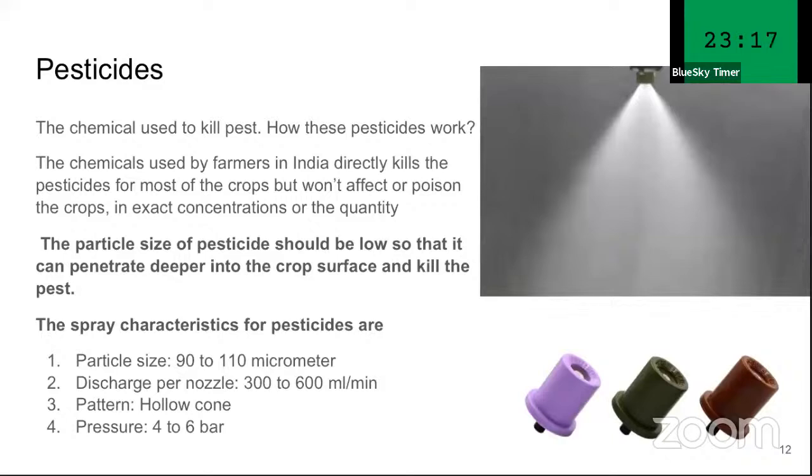So we are actually looking at pesticide discharge rates of the order of about 300 to about 600 ml per minute per nozzle, which means that if you have a boom, we could put multiple nozzles, and we have tried up to about 7 nozzles along a boom. So per nozzle, we will be having this kind of a discharge. The typical pattern that we use for the spray nozzle is a hollow cone spray, which operates at a pressure range of about 4 to 6 bar. And here you can see a picture of a typical spray and also the kind of nozzles that come.